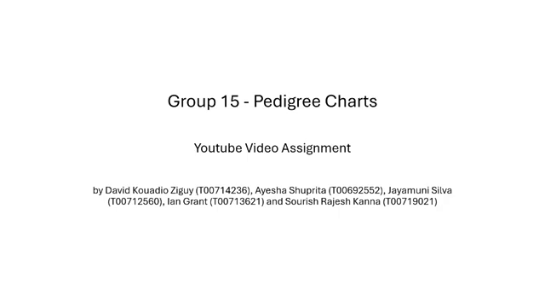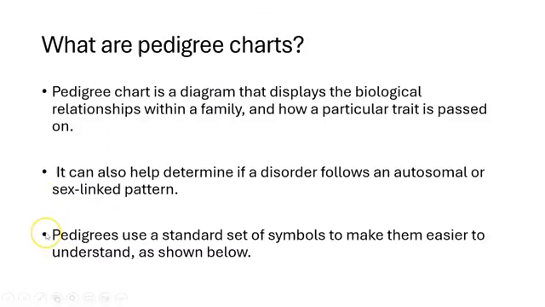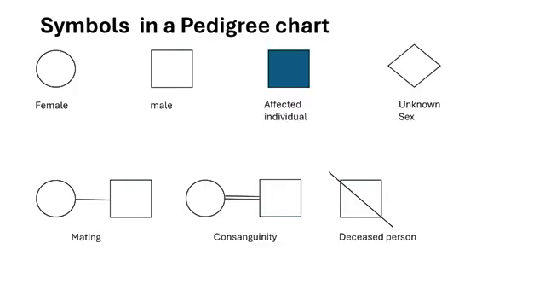Pedigree charts are diagrams that display the biological relationship within a family and how a particular trait or disease can be passed on. Pedigree charts can also be used to determine if the disorder follows an autosomal or sex-linked pattern. Pedigree charts also contain a universal set of symbols, as shown in slide 3, that make them easy to understand.